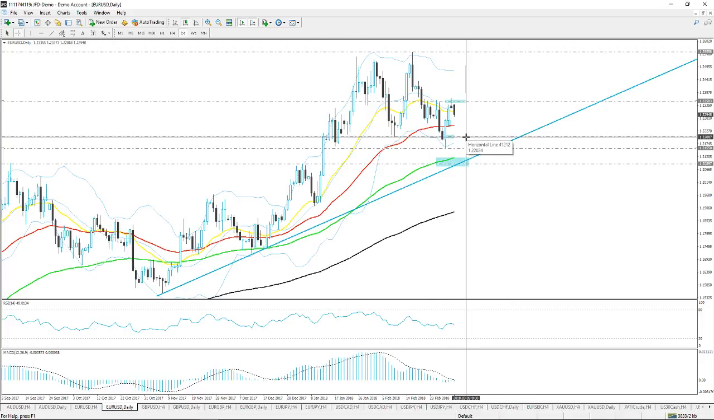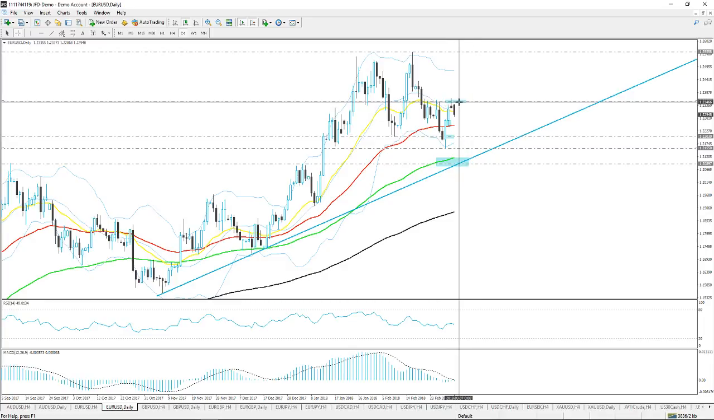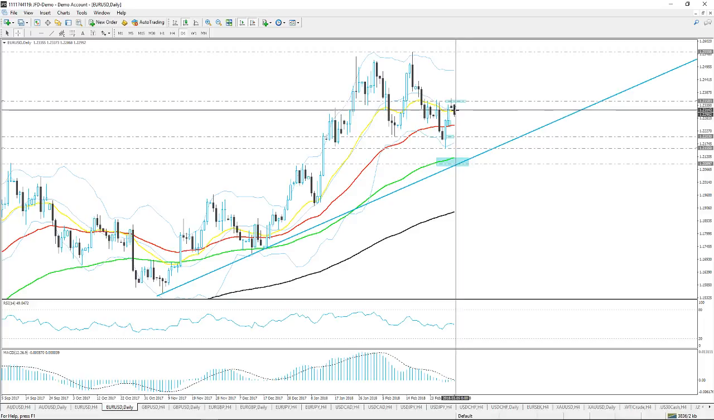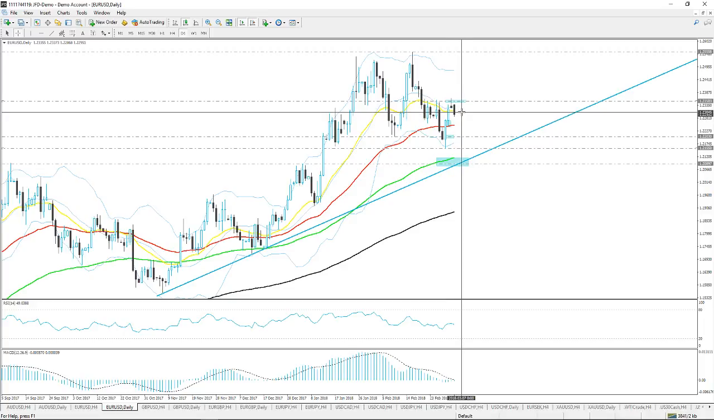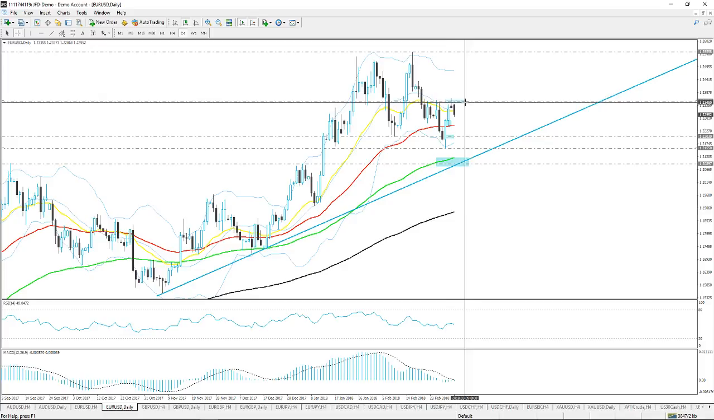So yeah, watch out for the 122 number. If we suddenly start seeing reversals back up, then watch out for this area that I've highlighted with this small rectangle. That's the area of 123,500.